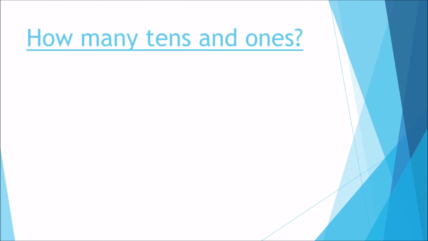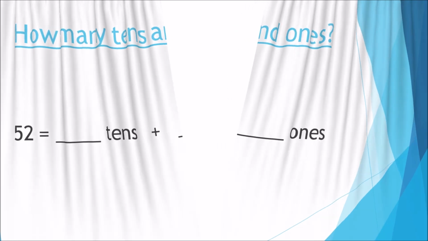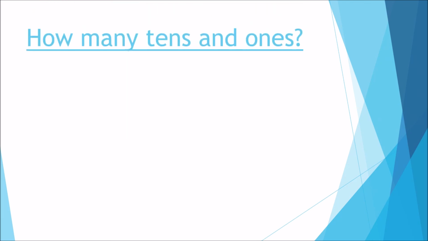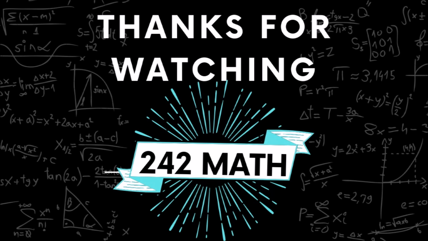Now, how many 10s and ones? 52 is equal to how many 10s and ones? 5 tens and 2 ones. 5 10s plus 2 ones. You got that correct. Let's try another one. How many tens and ones? 87. How many tens and how many ones? 8 tens and 7 ones. Very good.